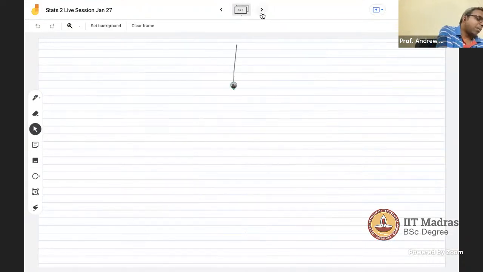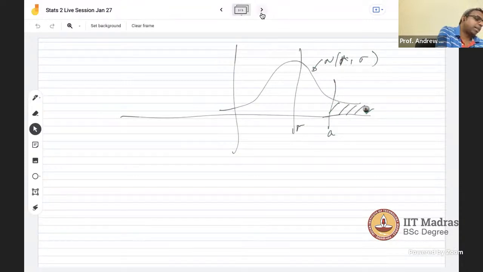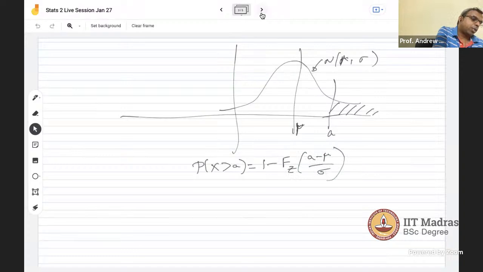So again, the picture is the same, and instead of plus, there is a minus. That's all. I think it doesn't change anything. So you have N(mu, sigma), let's say, and you have A, and I've asked for the probability that X is greater than A, right? So probability that X is greater than A is 1 minus F_Z of (A minus mu) over sigma, right? And if you do the same inverse, I'm going to do it quickly in one step. Don't get confused by this. So this is going to be F_Z inverse of what? What will come inside?